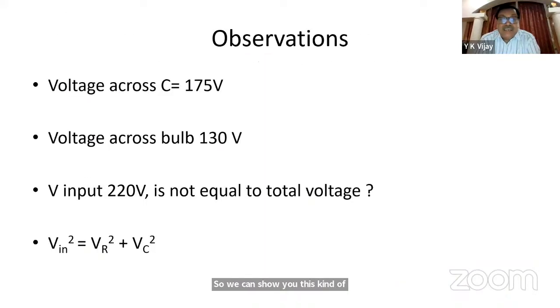Excuse me, sir. Yes, sir, can you explain the capacitor again?